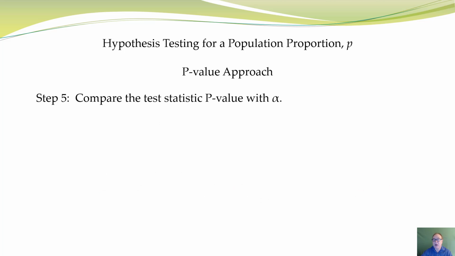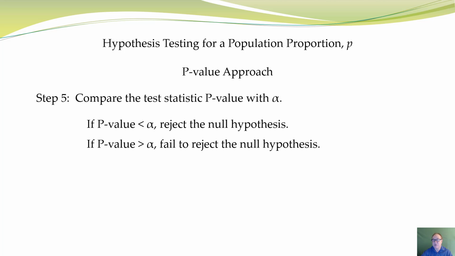Now, step 5, compare the test statistic p-value with alpha. This is important. This is something you're going to want to remember. If p-value is less than alpha, reject the null hypothesis. Remember, p-value less than alpha, reject the null hypothesis. If p-value is greater than alpha, fail to reject the null hypothesis. So you have 2 cases. Know when you reject, know when you fail to reject.